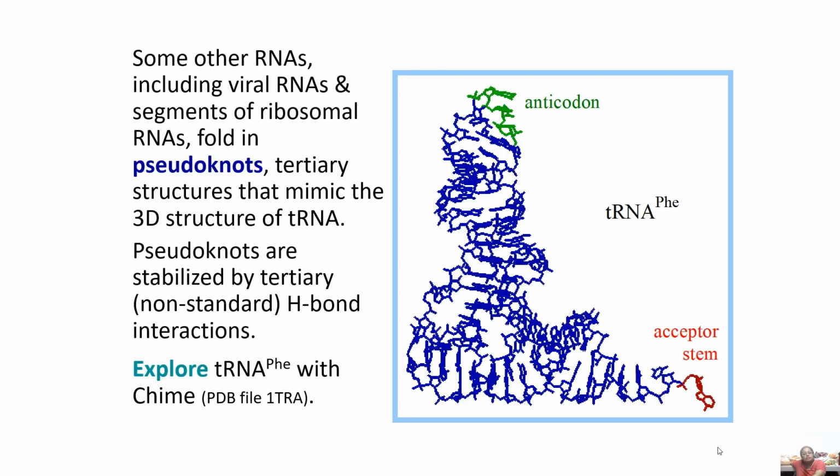Some other RNAs, including viral RNAs and segments of ribosomal RNAs, fold in pseudoknots, tertiary structures that mimic the 3D structures of tRNA. Pseudoknots are stabilized by tertiary non-standard H-bond interactions.